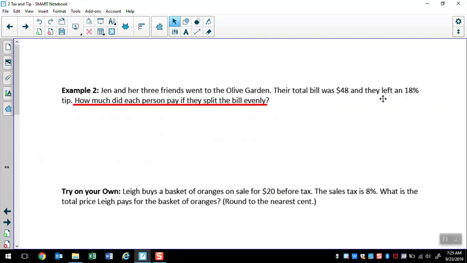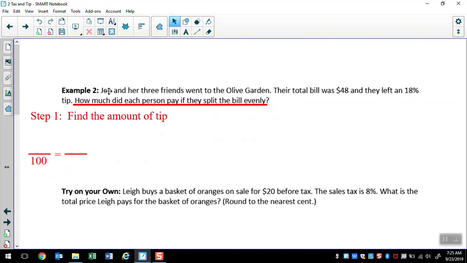So first, we need to go through and find out how much tip they left. We've got a few different things to do here. So first we have to figure out how much tip they left. That's our first step: find the amount of tip. Again, I'm going to use my proportion on this one, just for more practice on it.